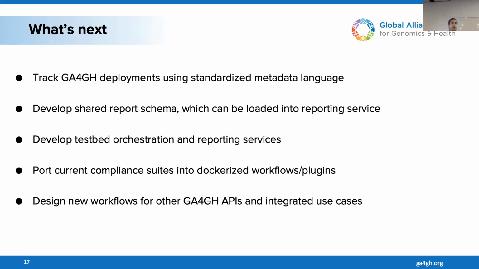So what's next in terms of this work? We want to have a more standardized way of tracking our GA4GH implementations and deployments around the world. This would involve some sort of standardized metadata language. We want to develop a report schema that many plugins will be able to follow and fit in with. And we also need to do the bulk of the development work for the testbed orchestration service and the reporting services. The existing compliance workflows that we have, we'll need to port over to this Dockerized model and make them accessible via TERS. And we'll need to design new workflows for other GA4GH APIs that don't currently have compliance.